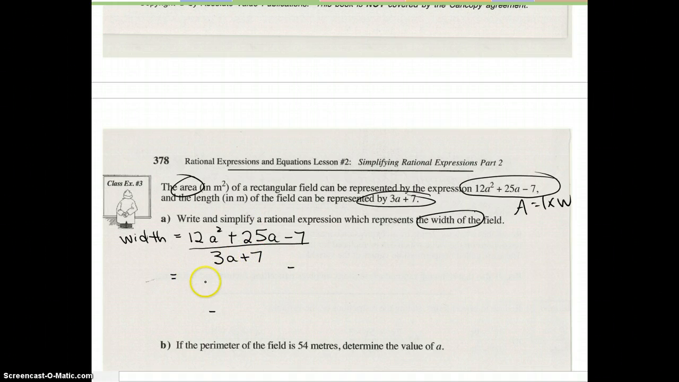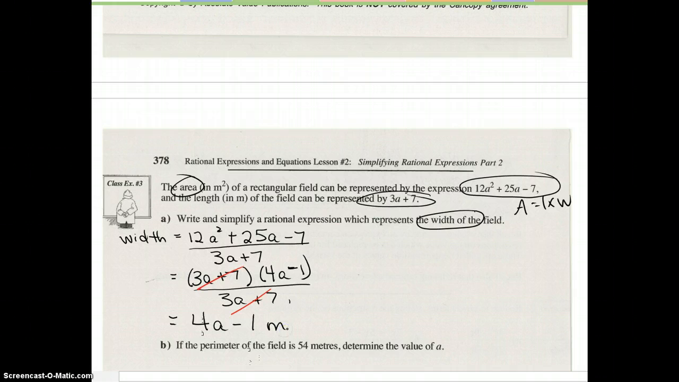So in order to continue on, I need to factor the top, so I will do that. I'm going to assume that you know what you're doing on factoring, so I'm going to give you 3a plus 7, and we have 4a minus 1. Underneath we have the 3a plus 7, and now that we have that, all I need to do is cancel out my factors. 3a plus 7, 3a plus 7, and I'm left with on top a 4a minus 1, and remember the bottom just became a 1, so we can ignore the denominator. That is the number of meters.